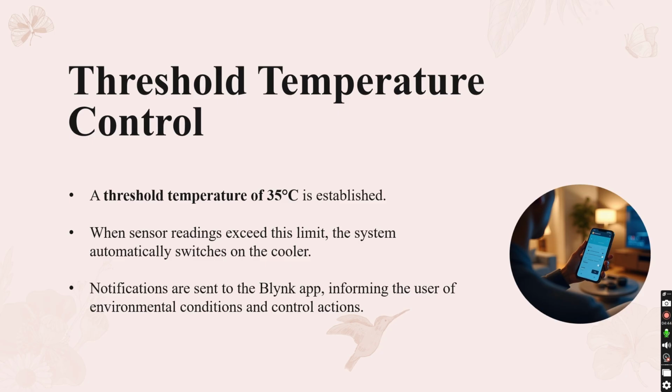Now threshold temperature control. This will help if 35 degrees is set. When the temperature rises above 35 degrees and the sensor detects a value above this, the cooler automatically activates. The user also receives a notification on the Blynk app, ensuring awareness of system operation. This mainly helps with safety and comfort efficiently. If the temperature is more than 35 degrees, the heater is automatically turned off, and we can switch on the cooler and it gradually decreases the temperature.